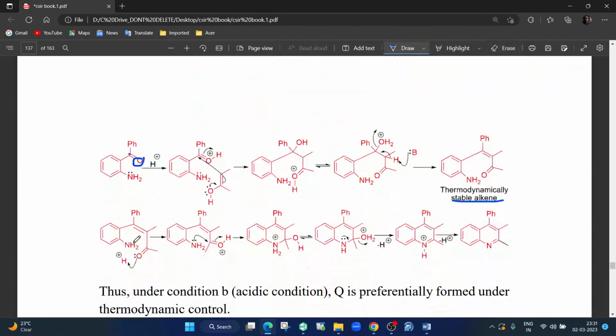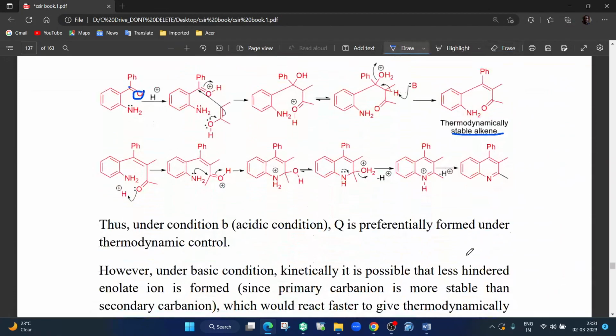And the second is again a condensation reaction. So again we will just write the mechanism. So this picks up a proton, and you get an electrophilic center, this amine attacks, then you get NH2 plus, this goes and attacks, this is lost, and this is lost. So this is a simple mechanism. And what is very clear is that under condition B, that is sulfuric acid, acetic acid, acidic condition, Q is preferentially formed, and that too it is formed under thermodynamic control.